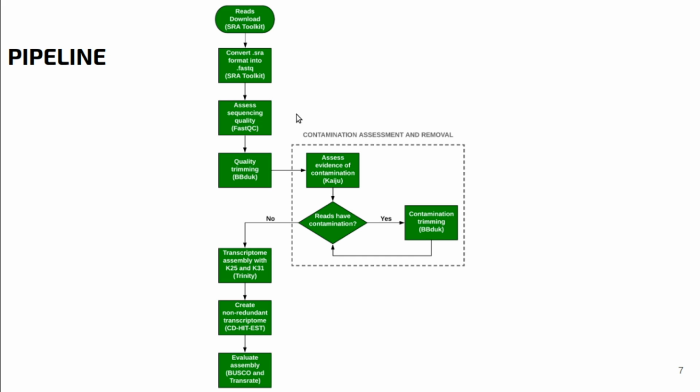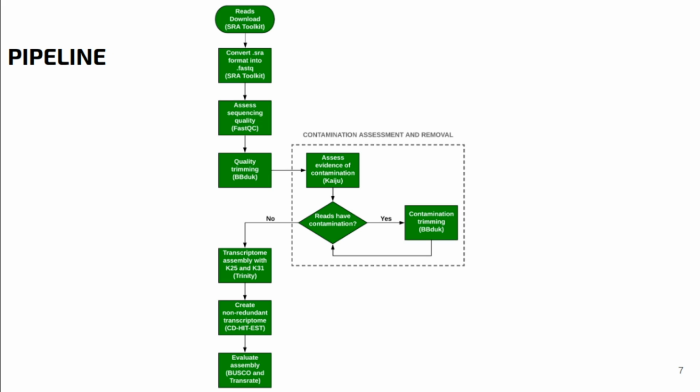Once the reads are converted into FASTQ, we need to assess the sequence quality. And to assess the sequence quality, we are using FastQC. And then we need to do the quality trimming. And to do this step, we are using the BBDuk software. In this specific case, we are removing the sequences with quality less than 20. And we are also removing the adapters of the sequence, such as Illumina adapters.